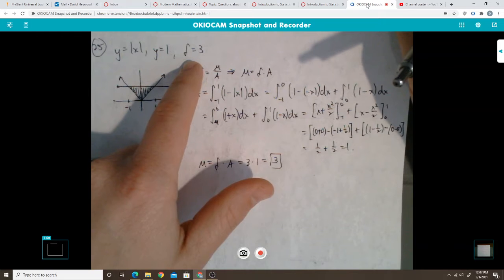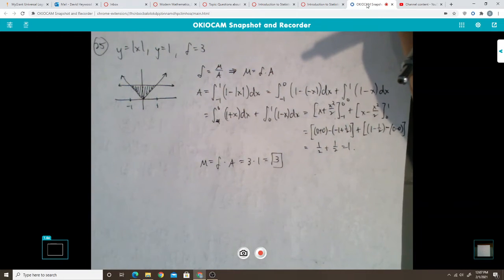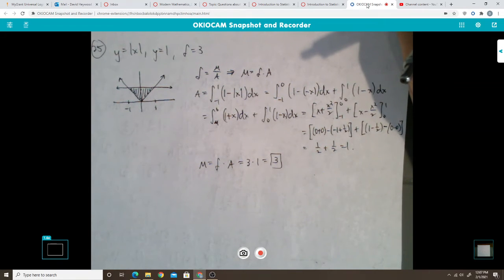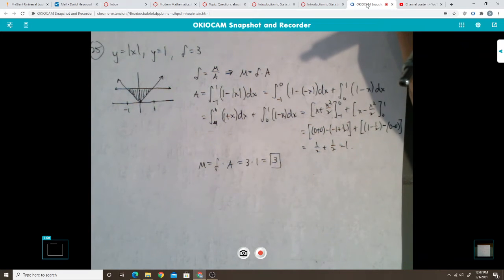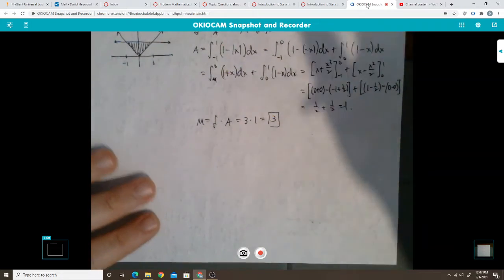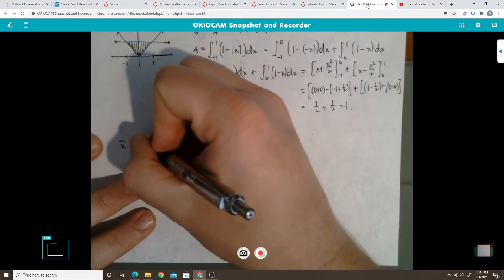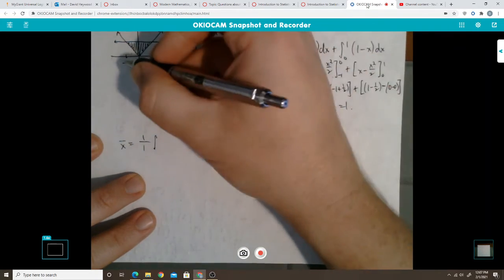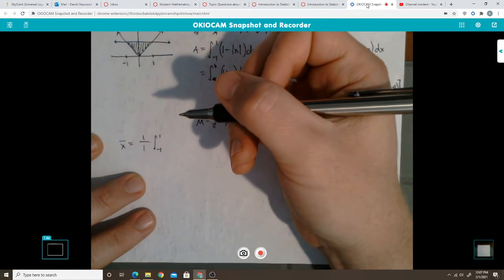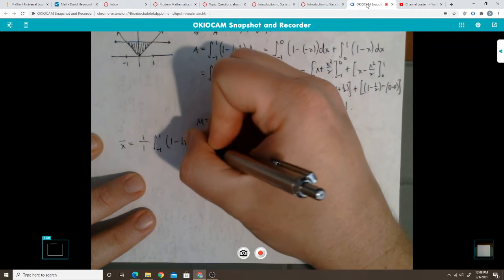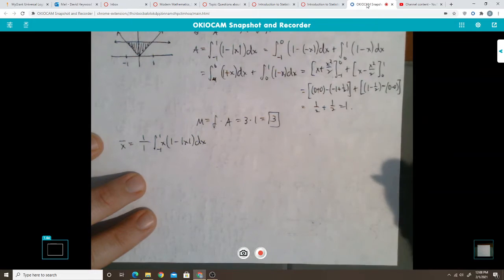Now, as for the center of gravity, in this case we've got a homogeneous lamina because our density is just a constant number. Whenever you have a homogeneous lamina, the center of gravity is the same thing as the centroid. So you can just use the same formulas for the centroid that we used in all of the previous exercises. So x bar is 1 over the area of the region times the integral from -1 to 1 of x times 1 minus absolute value of x dx.